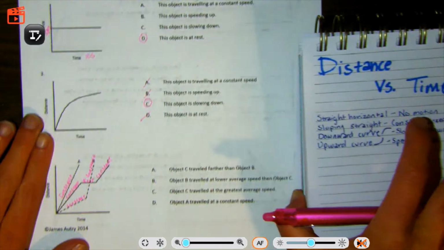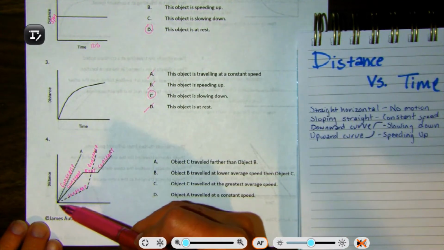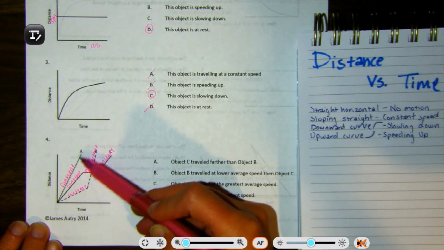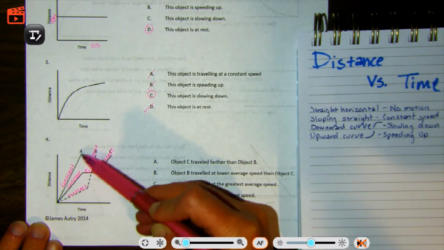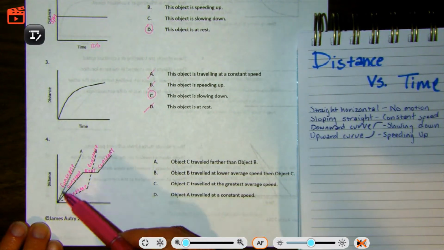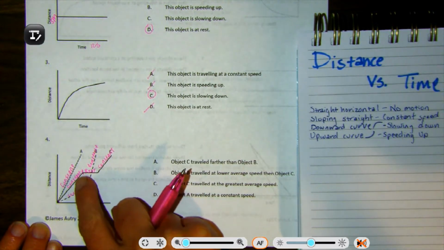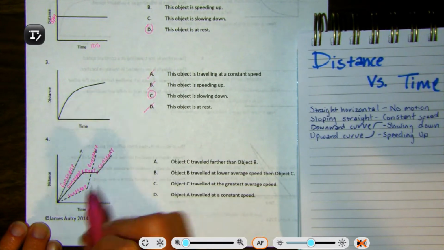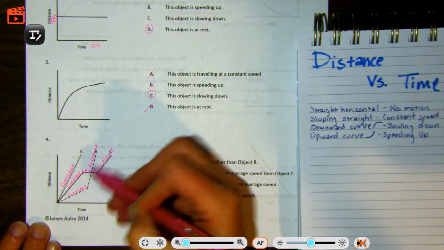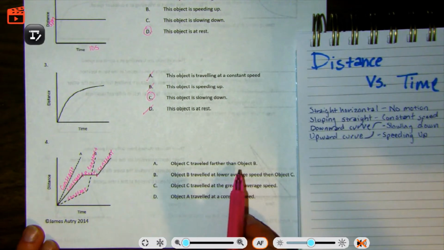Okay, and this one, now we've kind of gone over everything. We know straight sloping lines that are like this one, that means constant, right? So that portion from there to there is constant. But then we know straight horizontal lines, that's at rest. Constant, constant, constant. So, A, object C traveled further than object B.